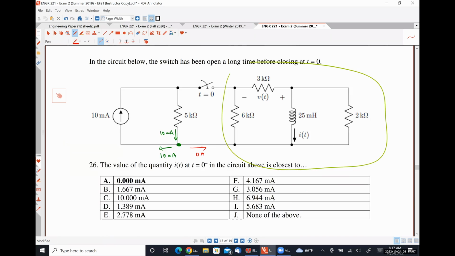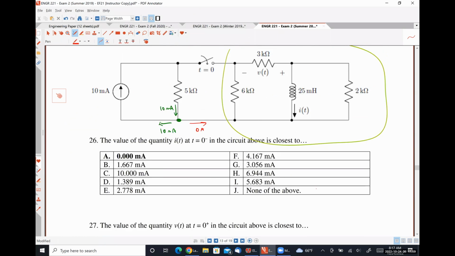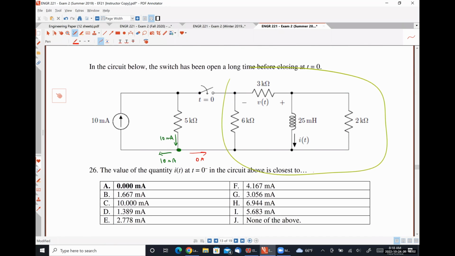Sure, so at 0 plus, and we're looking for V of t. All right, so let's see. So at 0 plus, this is closed. Since our inductor current was 0 amps, we need to replace our inductor with a 0 amp current source, which is an open circuit.